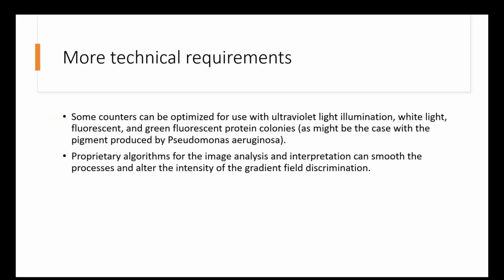And some counters can be optimized for use with ultraviolet light illumination, some with white light, some with fluorescent. Some might need to be set differently for colonies that produce fluorescing pigments. And again, that can be a more challenging function in the case of the pigment produced by Pseudomonas aeruginosa, for example. So there are other issues to consider.